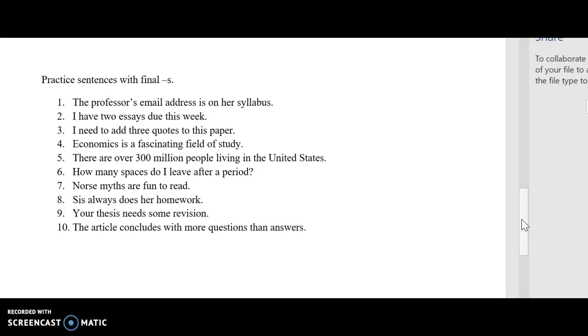How many spaces do I leave after a period? Norse myths are fun to read. Sis always does her homework. Your thesis needs some revision. The article concludes with more questions than answers.